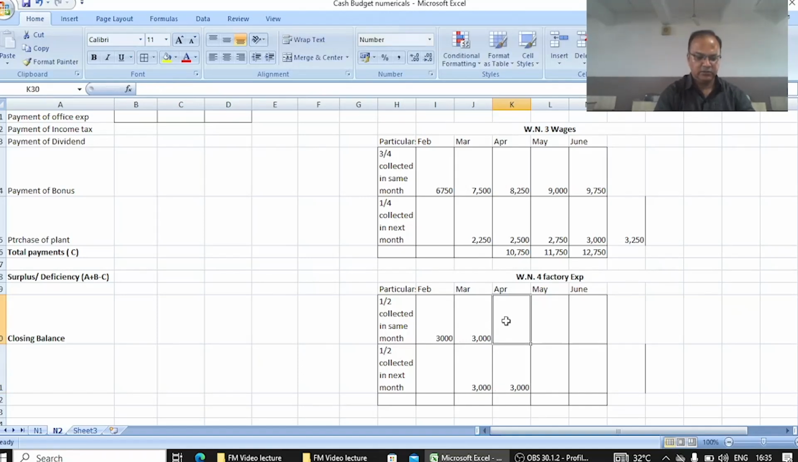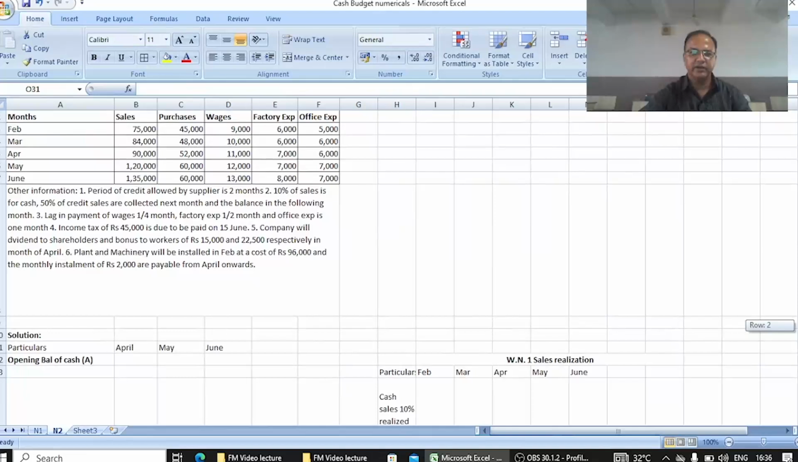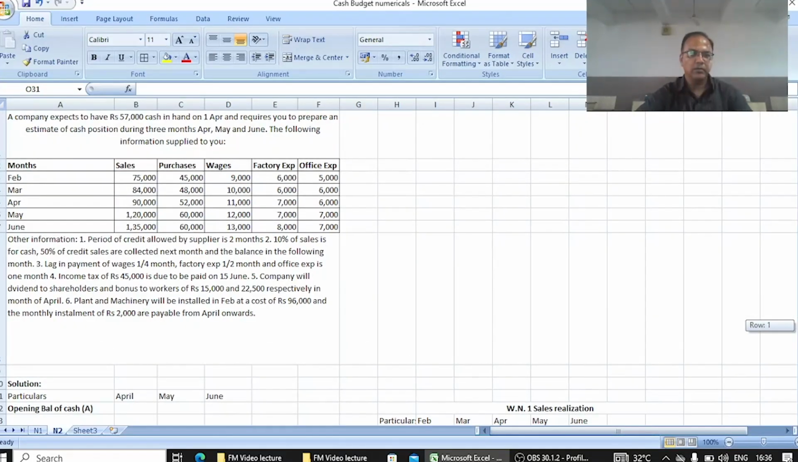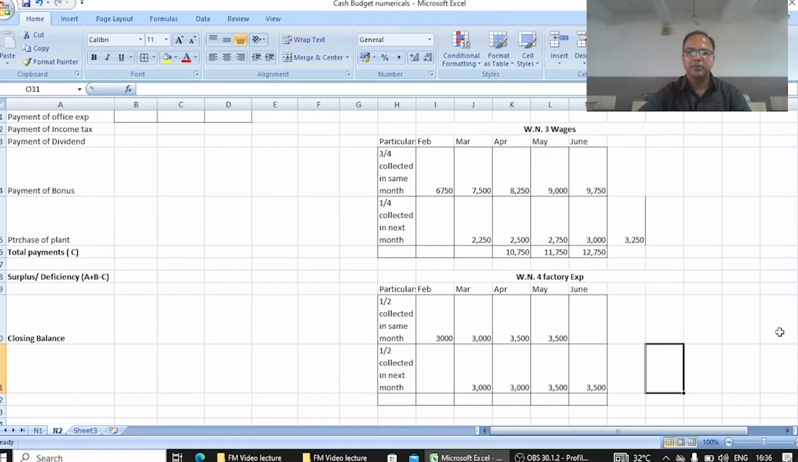3,500 here and 3,500 here. 3,500 here. 3,500 here. 6, 6, 7, 7, 8 means 4,000 here. Here 6,500. Here 7,000. Here 7,500.